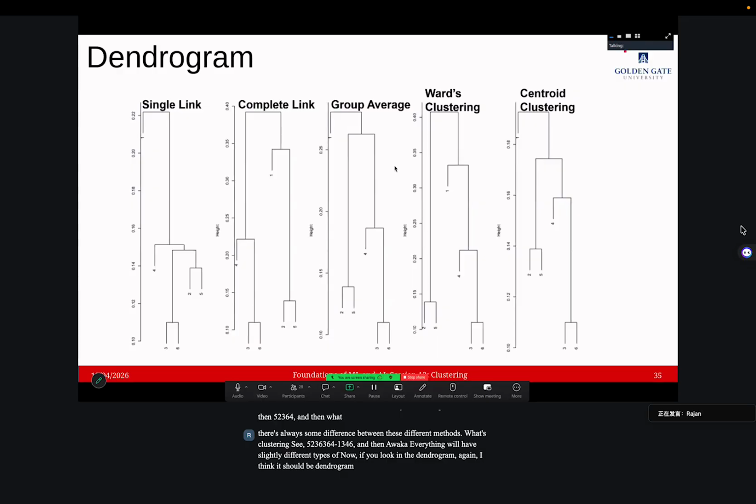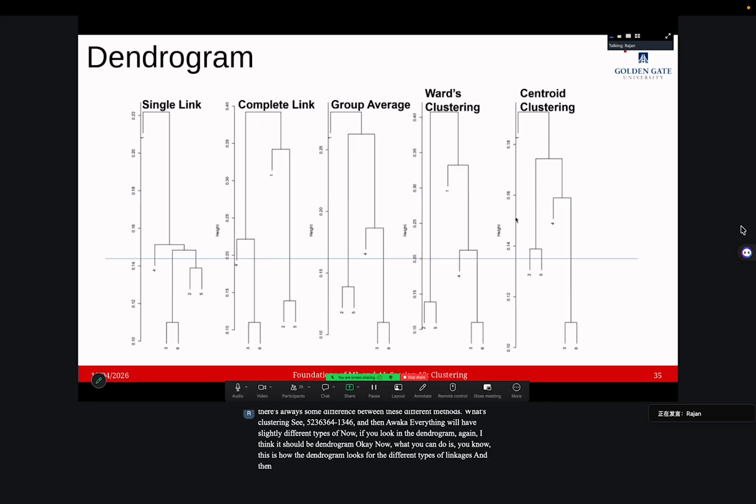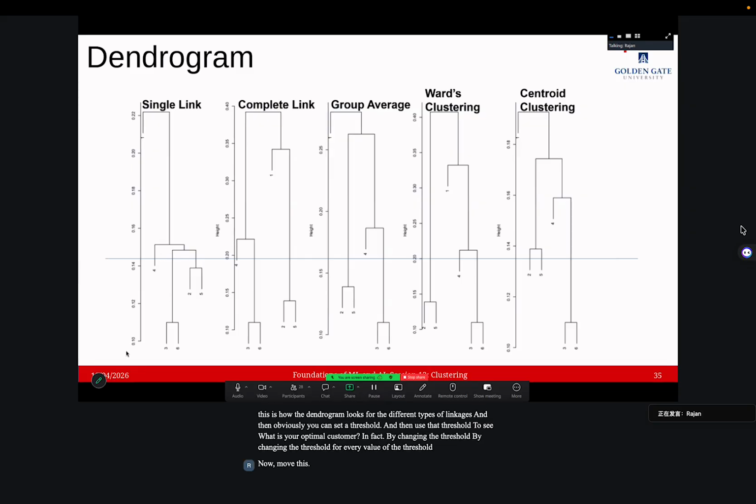Okay. Now, this is how the dendrogram looks for the different types of linkages. And then obviously, you can set a threshold and use that threshold to see what your optimal clustering is. In fact, by changing the threshold, for every value of the threshold, sorry, this is in the distance scale now.